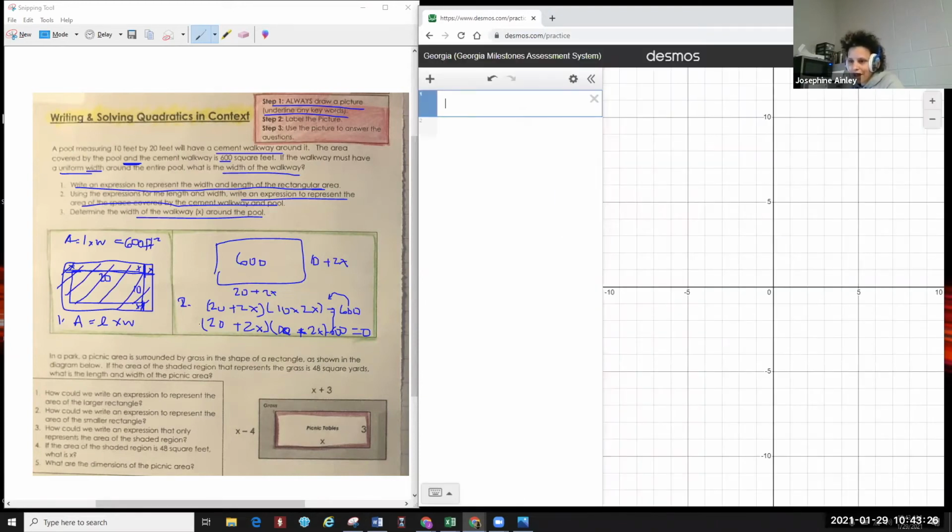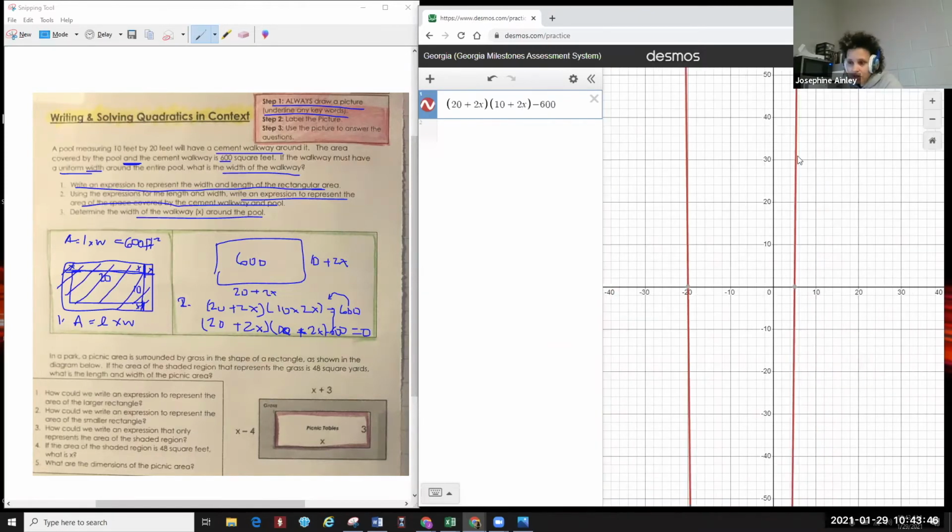Go ahead and type in everything in the equation just like you see it. So parentheses, 20 plus 2x, close the parentheses, open another parentheses, 10 plus 2x, close the parentheses, minus 600. All right, so again, I have typed in this equation. I'm going to zoom out a little bit so that you can see it's a quadratic function, okay?